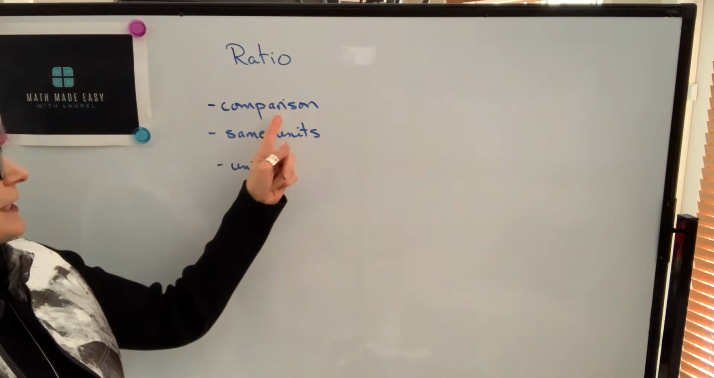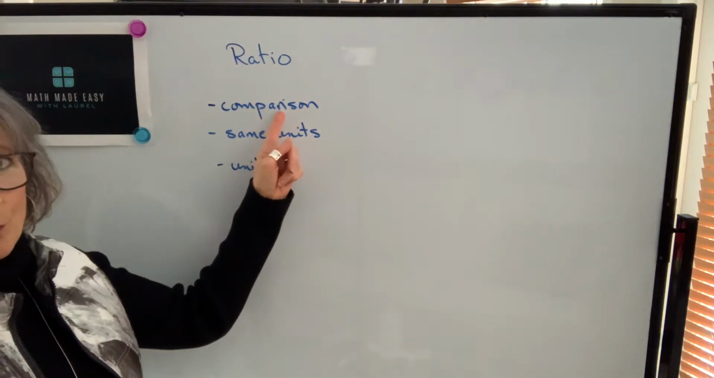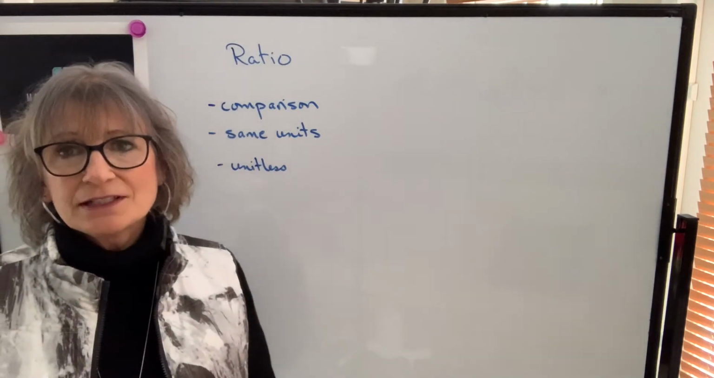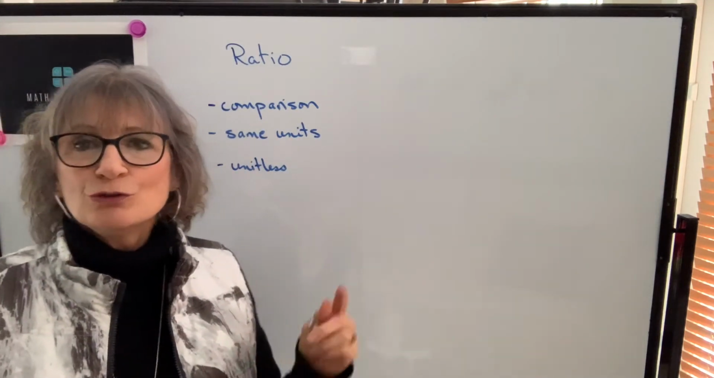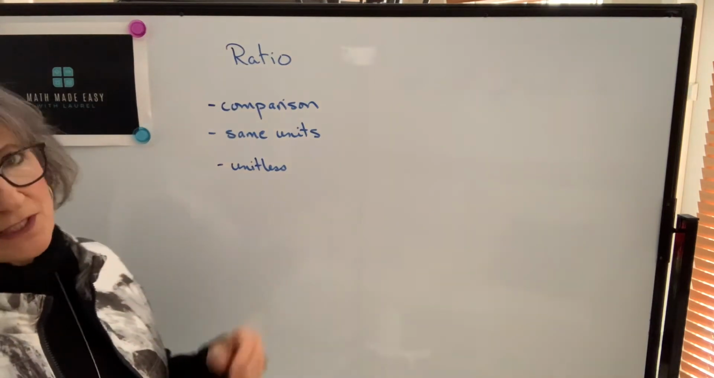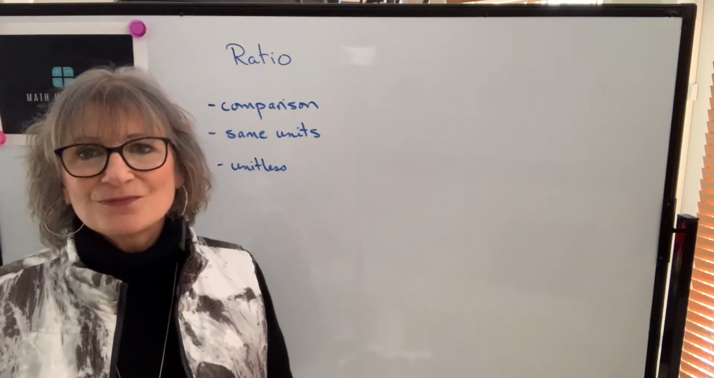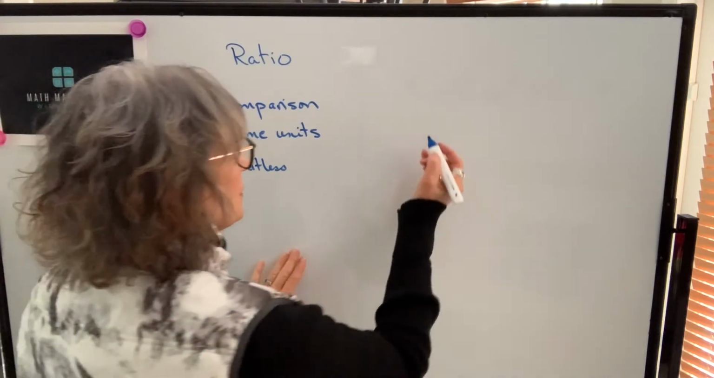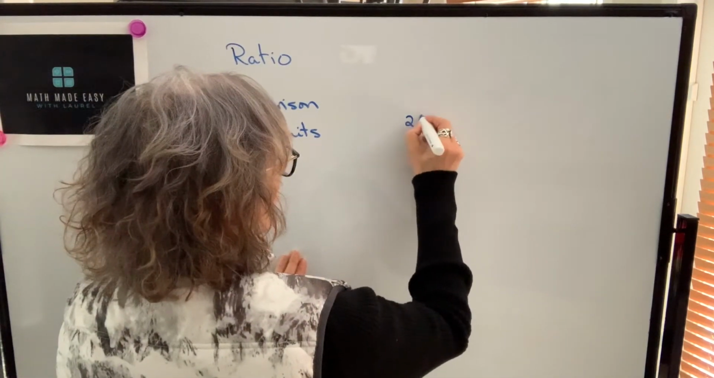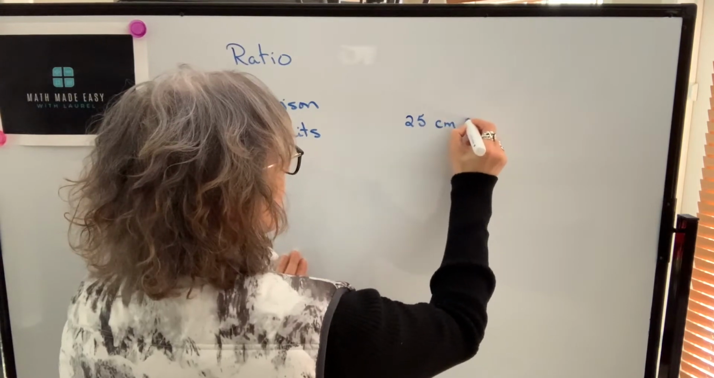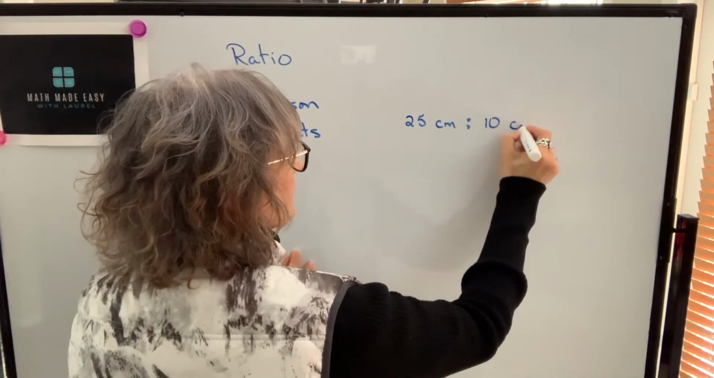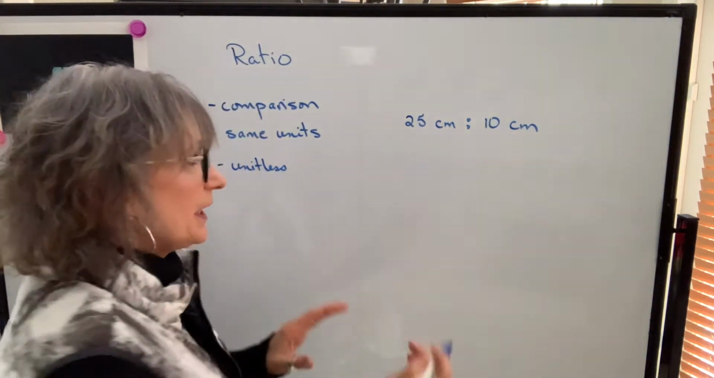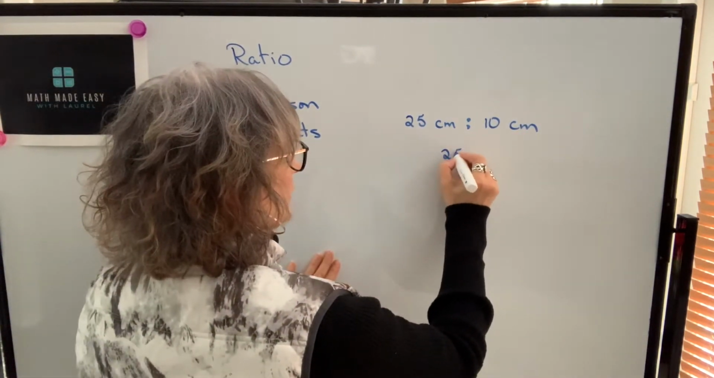So a ratio is a comparison of two or more measurements. Before you can compare, they have to be in the same unit. Once they're in the same unit, you drop the units and your ratio doesn't have any units at all. So for example, if I had a measurement of 25 centimeters and I was comparing that to 10 centimeters, their lengths are in the same unit, so I drop that. That will be a ratio of 25 to 10.